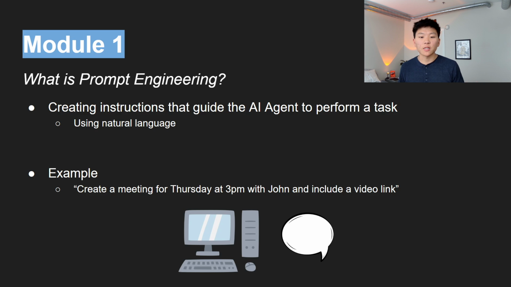So what is prompt engineering? Simply put, prompt engineering is the process of creating instructions called prompts that guide an agent to perform a task exactly the way that you want it to. So it's sort of like programming, but instead of using code, you're using natural language, almost as if you're talking to someone. You're basically just telling the AI what to do in plain, simple terms.